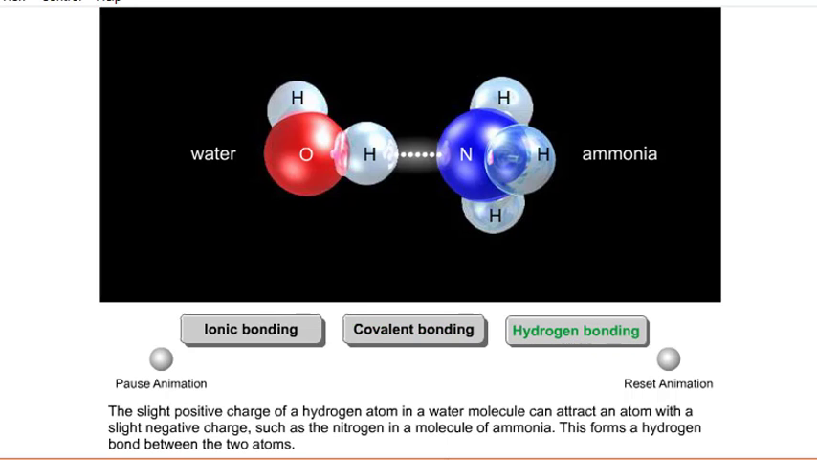The slight positive charge of a hydrogen atom in a water molecule can attract an atom with a slight negative charge, such as the nitrogen in a molecule of ammonia. This forms a hydrogen bond between the two atoms.